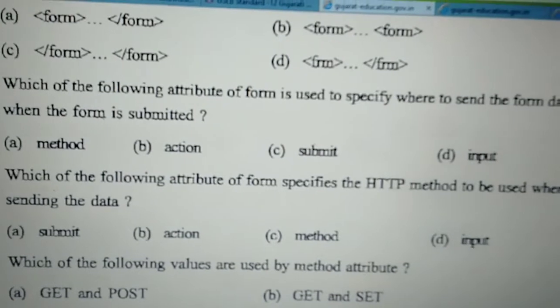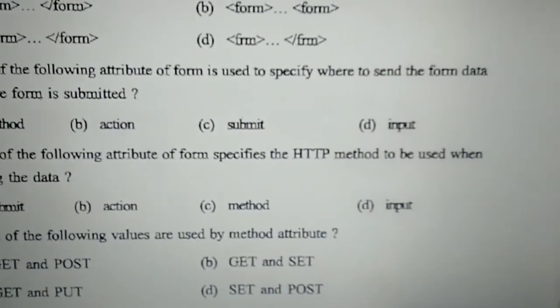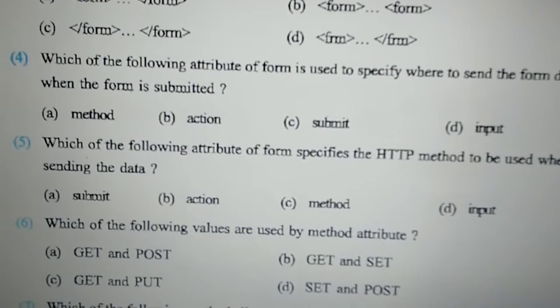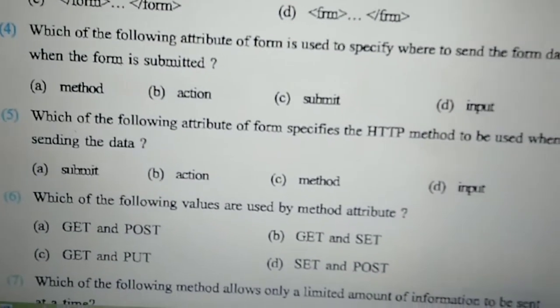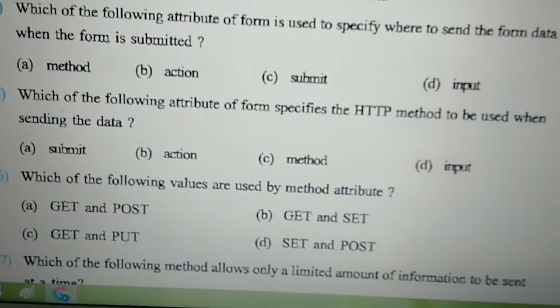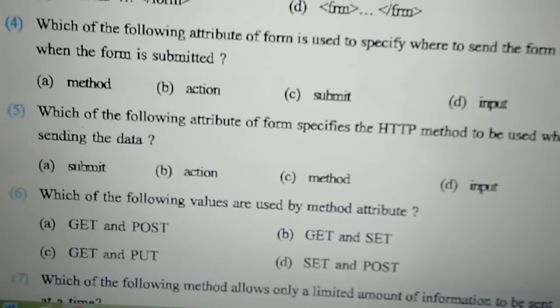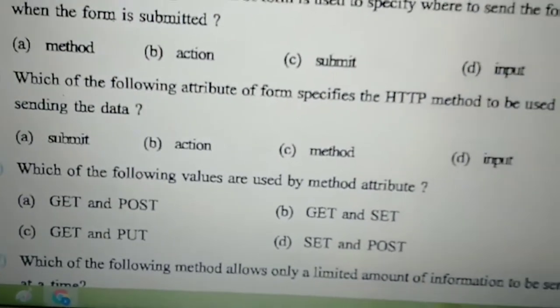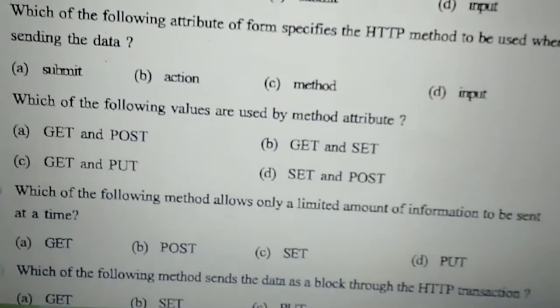Fifth, which of the following attributes of the form specifies the HTTP method to be used when sending the data? Answer is method. Sixth, which of the following values are used by the method attribute? Method has two values, get and post. That is answer A, GET, and POST. Now next.